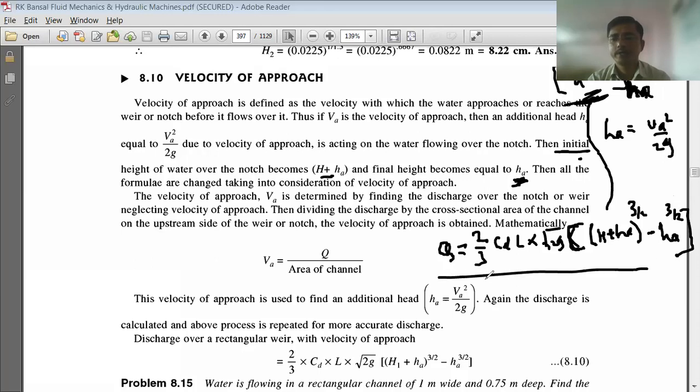So this will be the modified formula for finding the discharge over a rectangular weir or notch when we consider the velocity of approach. Whenever we consider the velocity of approach, we have to use this formula here, right.